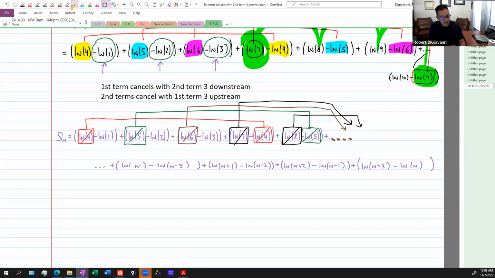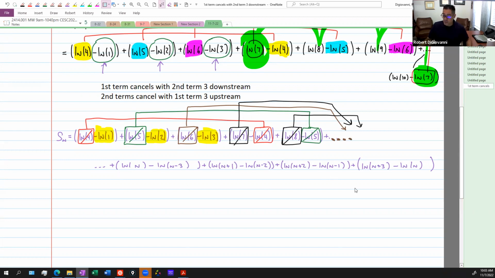Now, looking at the negative natural log of 1, that's a second term, isn't it? And for a second term to cancel, I have to be able to go 3 upstream. But there's nothing upstream of this, so it stays. Same with this negative natural log of 2. There's nothing upstream. And here, this negative natural log of 3. Those 3 terms in yellow stay. Everything else is gone in that first row.